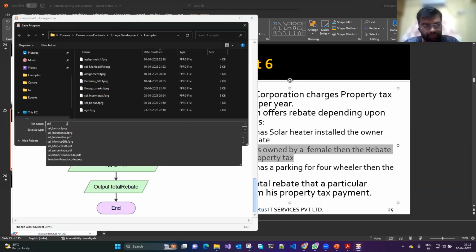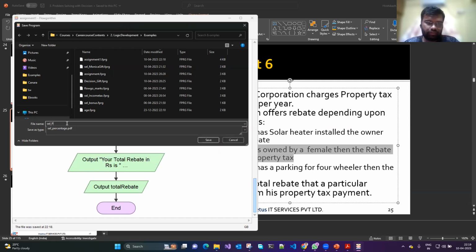Sir, for female, it will be 1500, na? 2500. So their property tax is 5,000. 5,000 for 50% became 2,500. And plus 500 for solar and 500 for parking. Okay, they added it. Yes, of course.